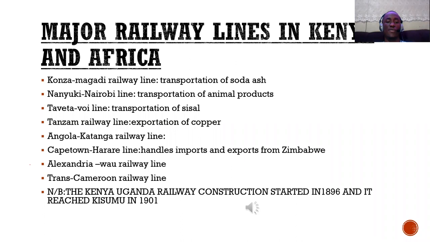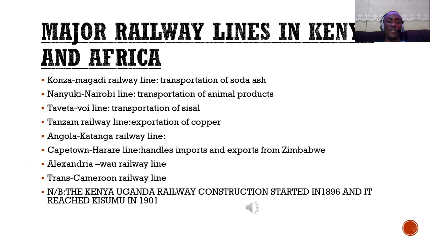For them to transport animal products like skins and meat, they had to use railways. So they had to construct a line to join the major railway line, which is the Kenya-Uganda Railway, so that they can transport the animal products from Nanyuki to Nairobi. And then from Nairobi, the products can be exported to overseas countries.